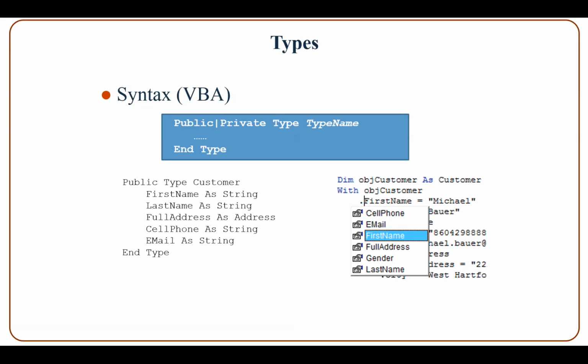You use types to define a user-defined data type containing one or more elements. The Type statement is used at the module level and exists in VBA but not in VB.NET. So in this example, a user-defined data type, Customer, is declared with a number of elements in it.